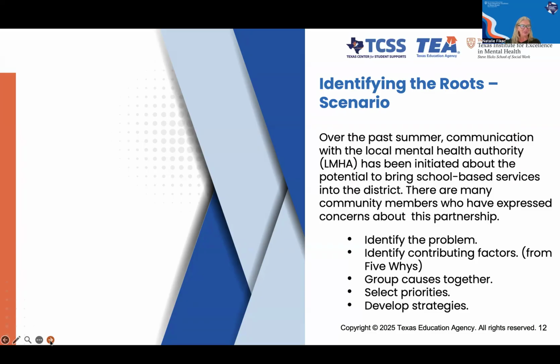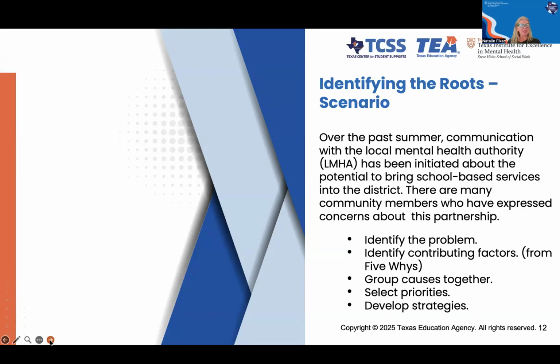Step 4, select priorities. What are the priorities of this situation? The priorities of this situation are to move forward and create a partnership with the school and the local mental health authority. And step 5, develop strategies. What strategies do we need to put in place to address this?